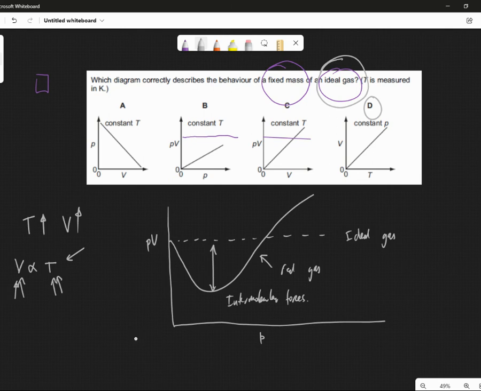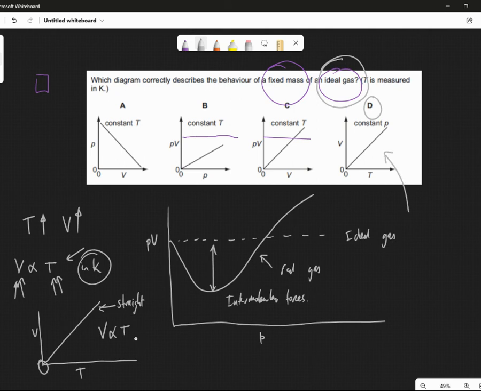But T must be in Kelvin. It can't be in degrees C. So if I plot V against T, it must go through the origin, and it must be a straight line. That's what proportionality means. So this question looks harder than it actually is. The answer is staring you in the face. It's obviously this one. It must be D.